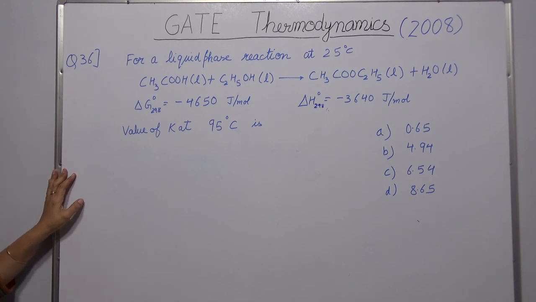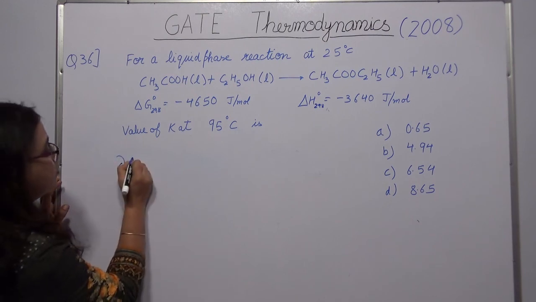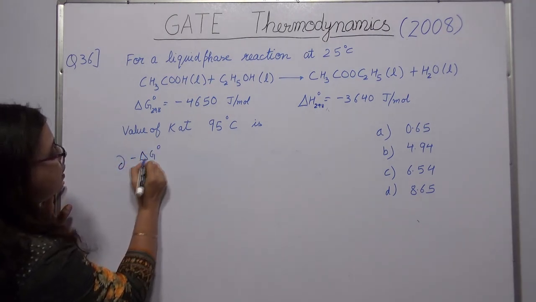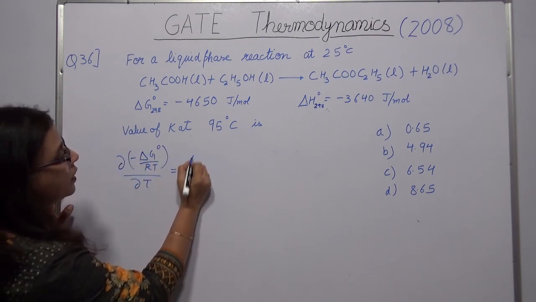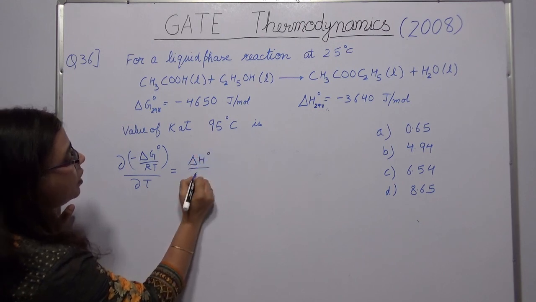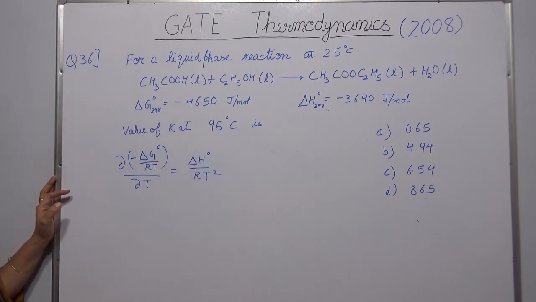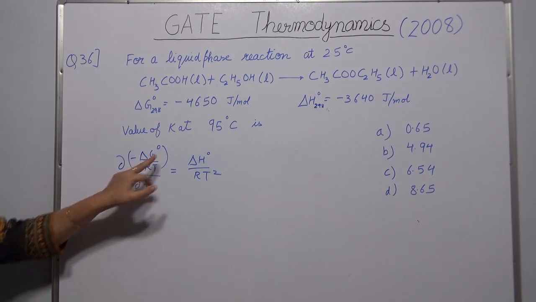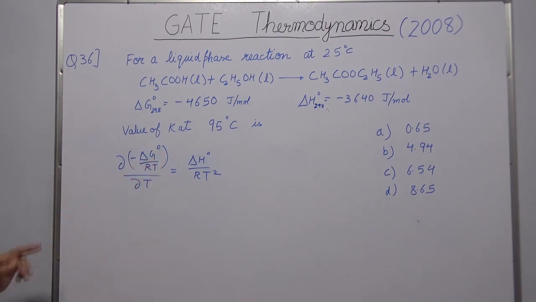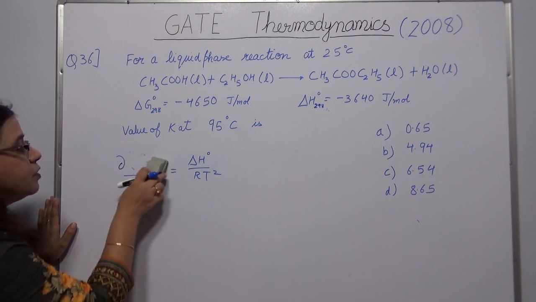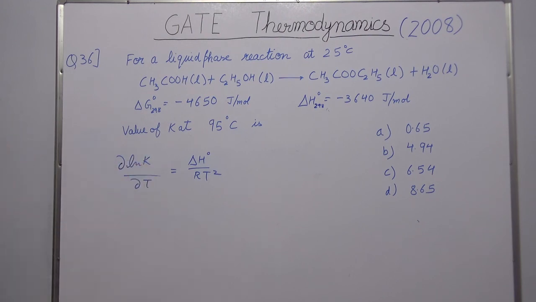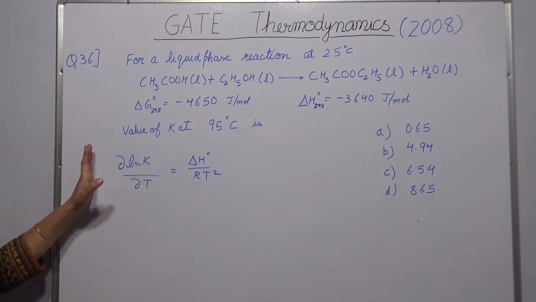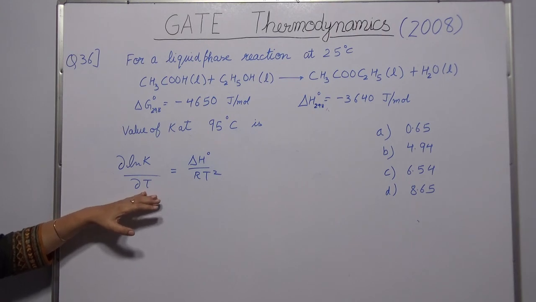Okay, I am going to directly write down the equation which we are going to use. It takes the form of d by dT of (minus delta G0 by RT) equal to delta H0 upon RT square. Okay, so this is your equation. Now we know that minus delta G0 by RT is nothing but your ln K. So instead of this value, I can write d of ln K. Now I have to just integrate this equation from temperature T1 to T2.